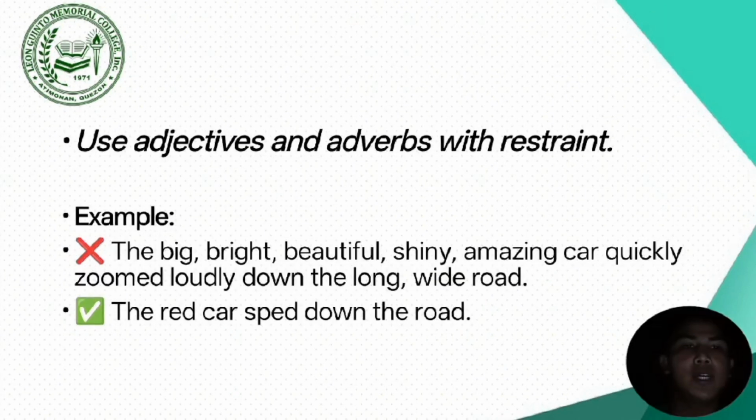So the next one is use adjectives and adverbs with restraint. So adjectives are describing words like beautiful or shiny, and adverbs are words like quickly or softly. Too many of them make your writing sound fake or exaggerated. So for example, the big, bright, beautiful, shiny, amazing car quickly zoomed loudly down the long, wide road. So the red car sped down the road. So simple descriptions are often stronger and easier to read. So use adjectives and adverbs only when they truly add meaning.